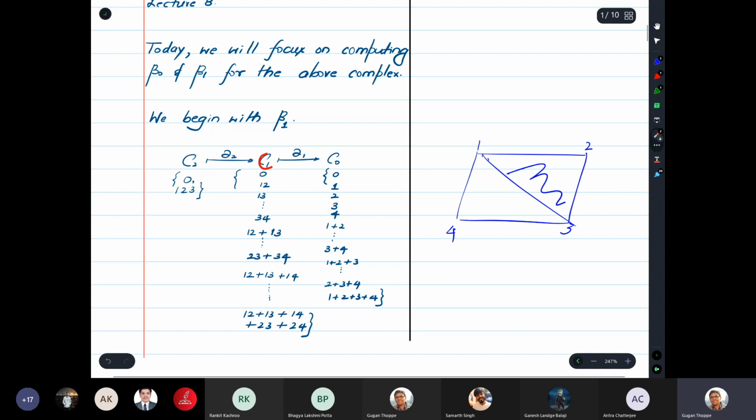And now let's look at C1. So C1 consists of all possible sums of 1-chains, right? In this simplicial complex, you can see that there are 5 edges, right? So you take these 5 edges and form all possible combinations. You start with the 0 chain, which is no combination of any of these edges, right? Then you take one edge, that is 1, 2. This will be one 1-chain. This is another 1-chain, and so on. You go all the way up till 3, 4.